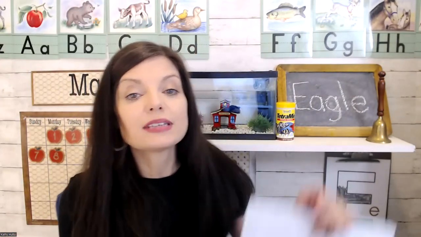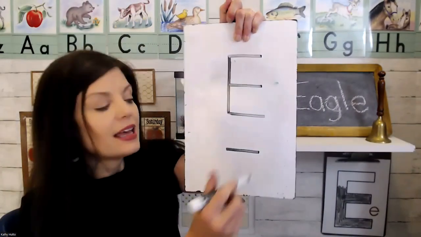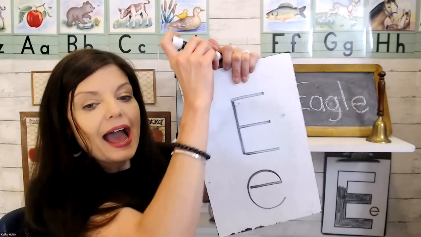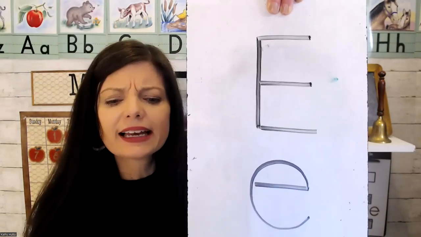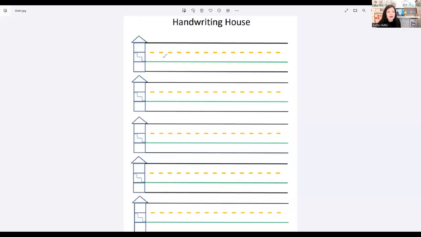To make a little E, you're going to make a line that goes out, just straight out. And then you're going to go around, out, and around. It looks kind of like a letter C if you get rid of that middle line. So think about it like that. Make a line that goes out and then make a letter C all the way around.